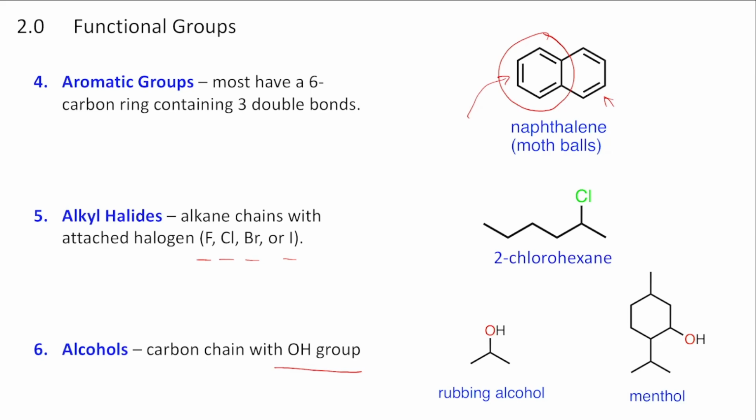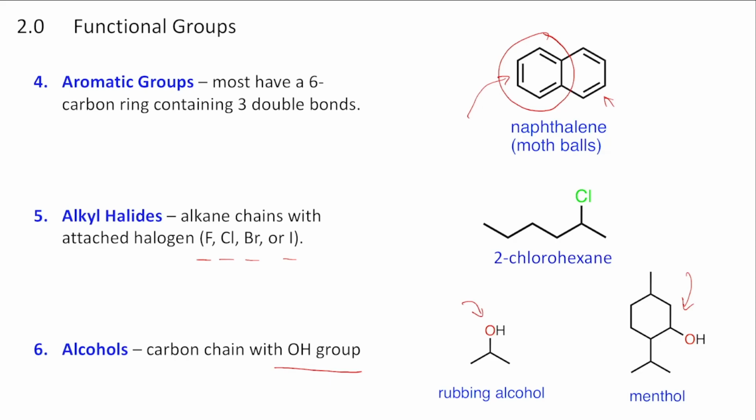Here we have some examples. We have 2-propanol, which we saw before, which is rubbing alcohol. This is another one, which is menthol. And you can see menthol, which is a component, I think they put it in cigarettes, but you also find it in different candies and things like that as well. Vicks VapoRub has menthol in it.